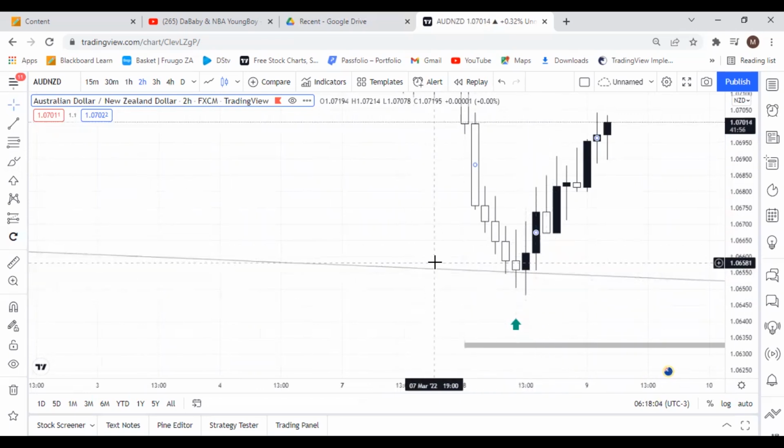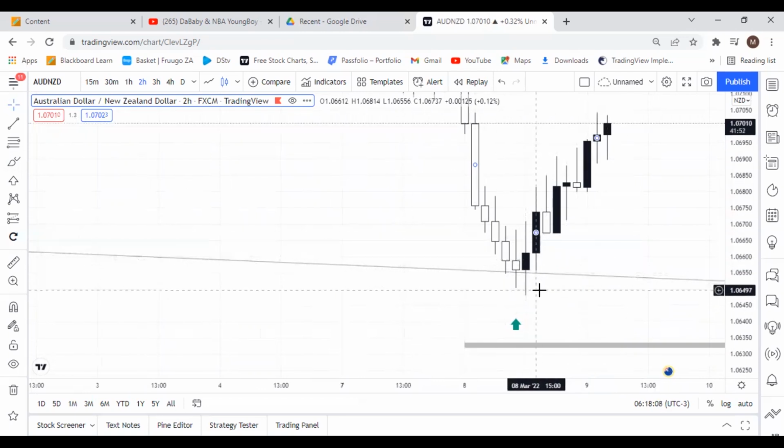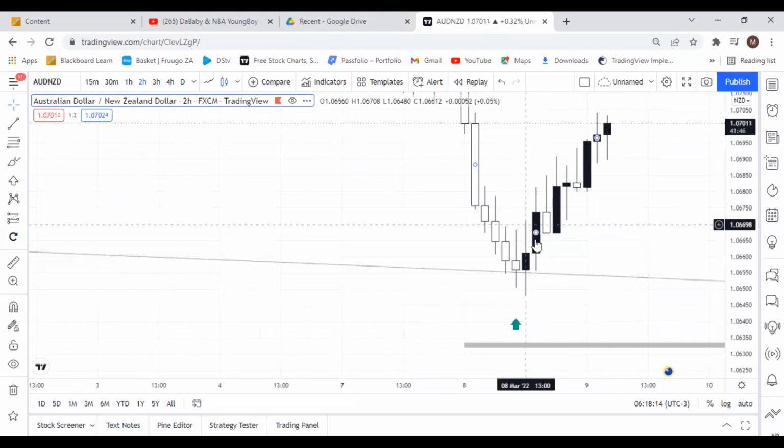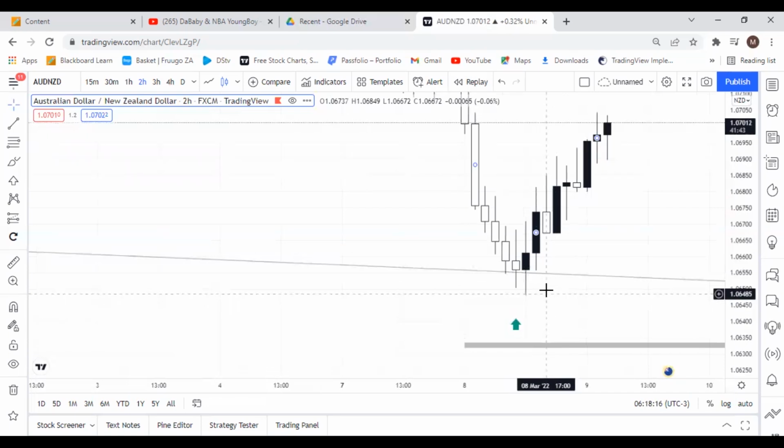So it broke this trend line. So what you should have done is, since you were waiting for these candlestick confirmations, if they had sold to the downside, it would have discouraged you to enter because there was no confirmation. And that's how you usually protect your trades.